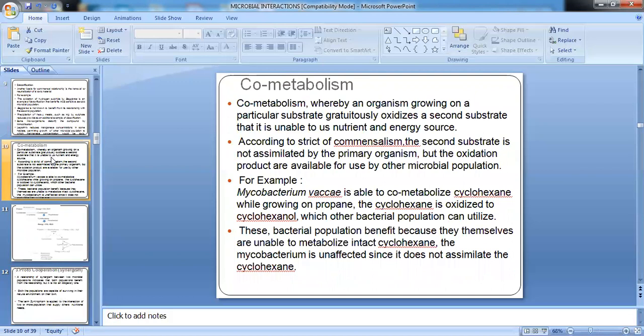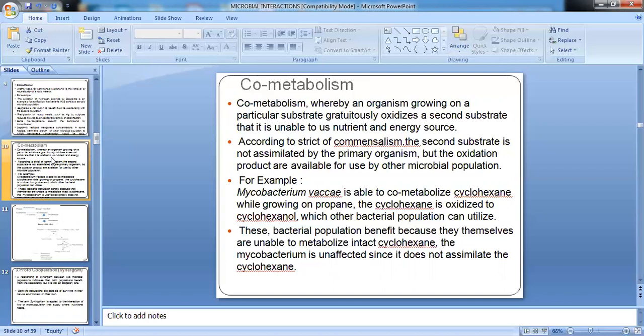And another example for this is co-metabolism. Co-metabolism is a very interesting example. Co-metabolism is largely applied. This is a very important association. This association has been exploited for bioremediation. We'll see what co-metabolism is. Co-metabolism is an association whereby an organism grows on a particular substrate. The organism which grows on this substrate will oxidize a second substrate which it is unable to use as a nutrient and an energy source.